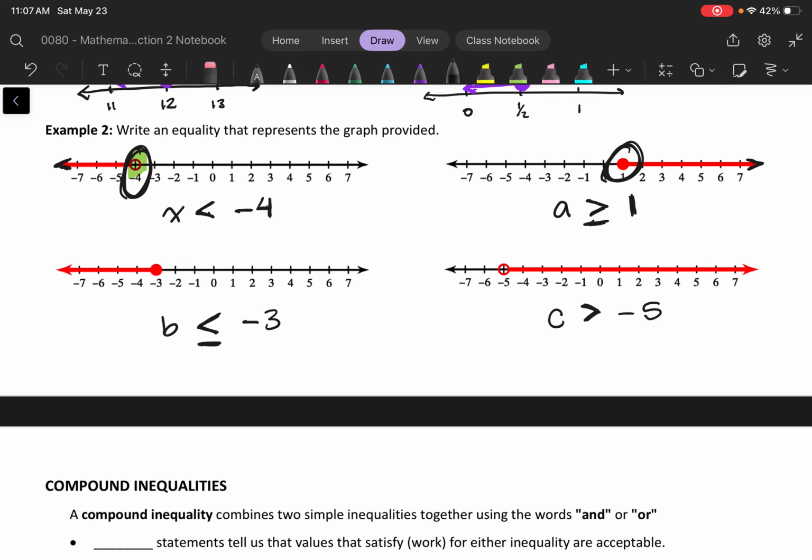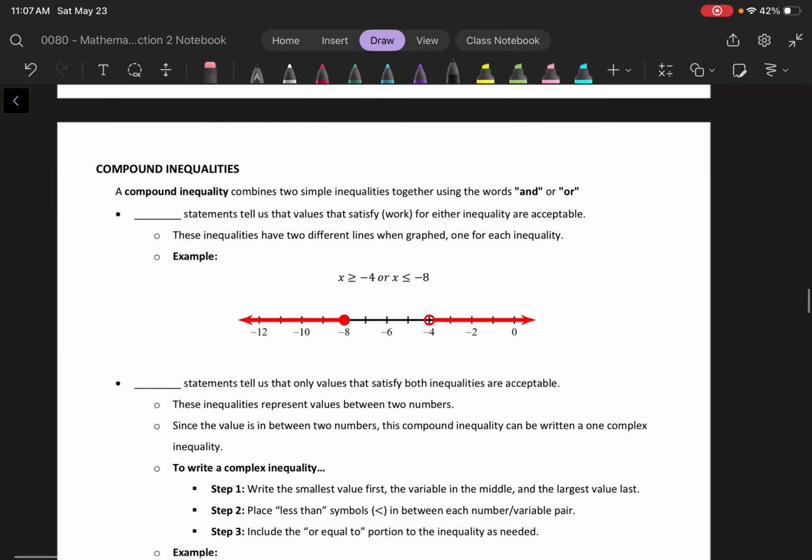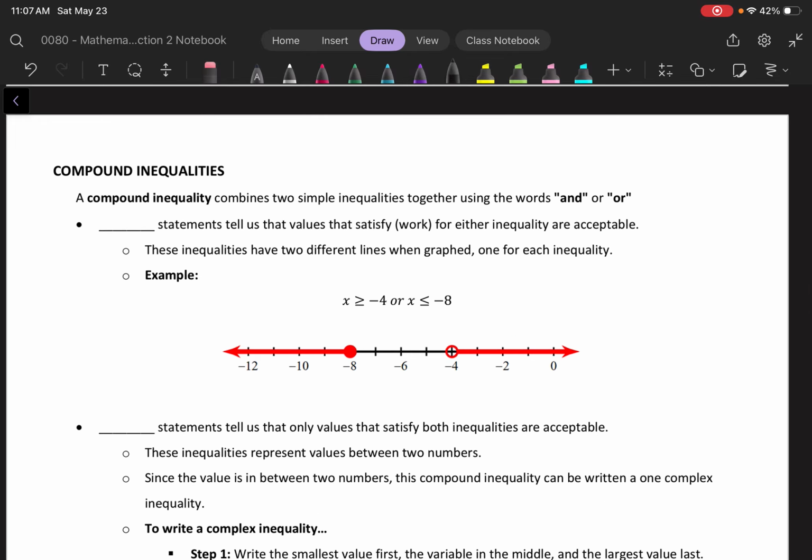So those are our basic inequalities, where we only have one inequality involved. We can write it, or we could represent it on a number line, or we can do that vice versa. We could take the number line and then represent the inequality. What we're going to do next is compound inequalities.